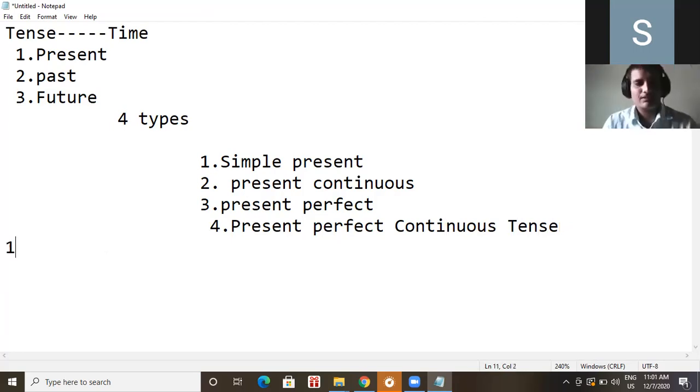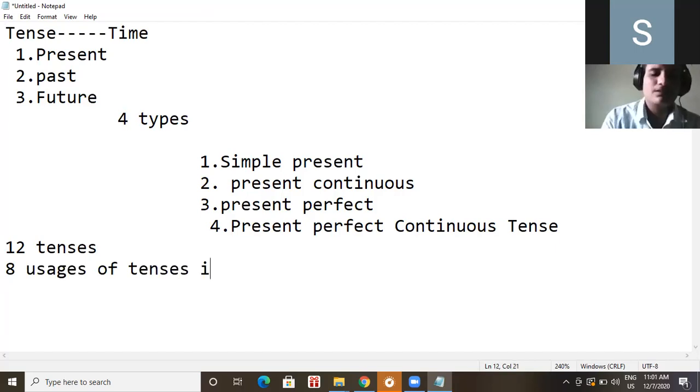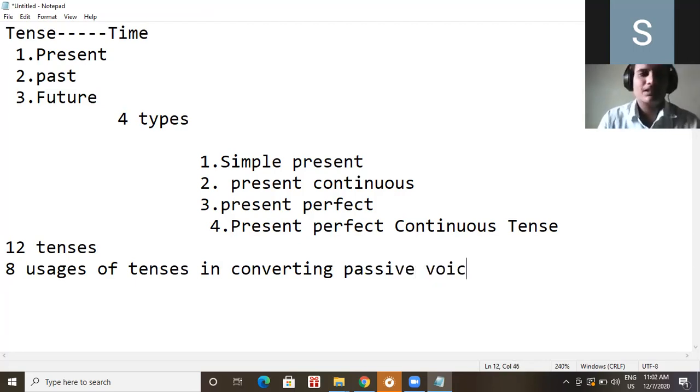Okay. In 12 tenses, in voice, we have only eight usages of tenses in converting active voice to passive voice. We have to see the examples.